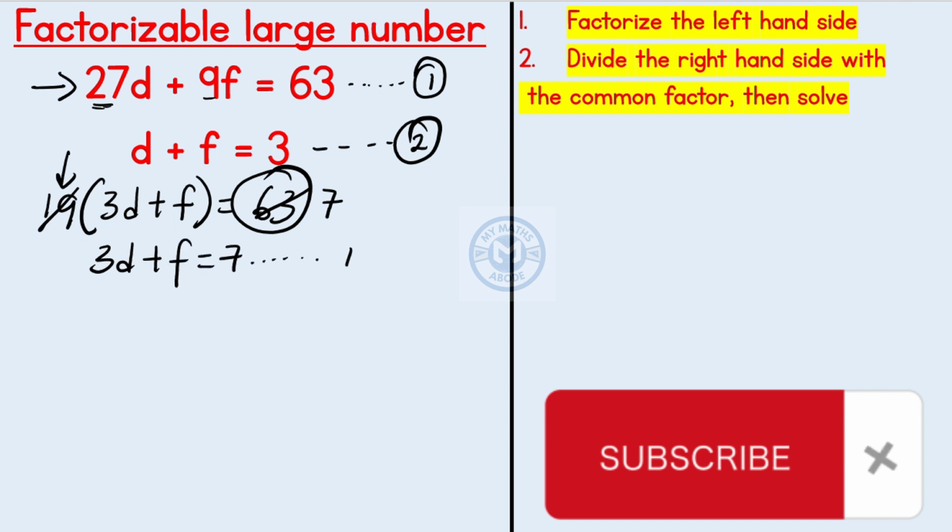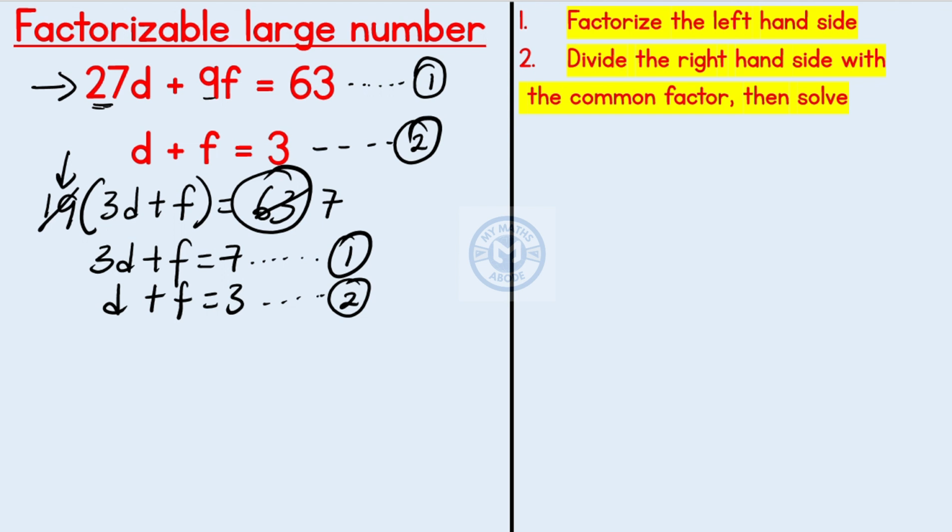Now remember, this is my equation 1. I've reduced it. So I'll bring down my equation 2: d + f = 3. And this is my equation 2. At this point, I'll solve my simultaneous equations just like I taught you in the previous video. I will eliminate f and f because they have the same coefficient, which is 1 and 1. There's no need of me multiplying anything or doing any other extra thing.